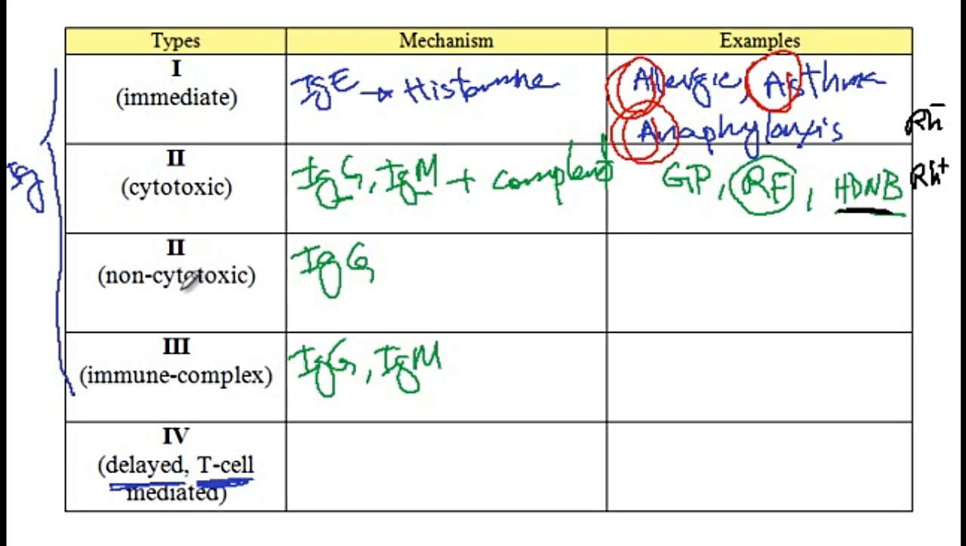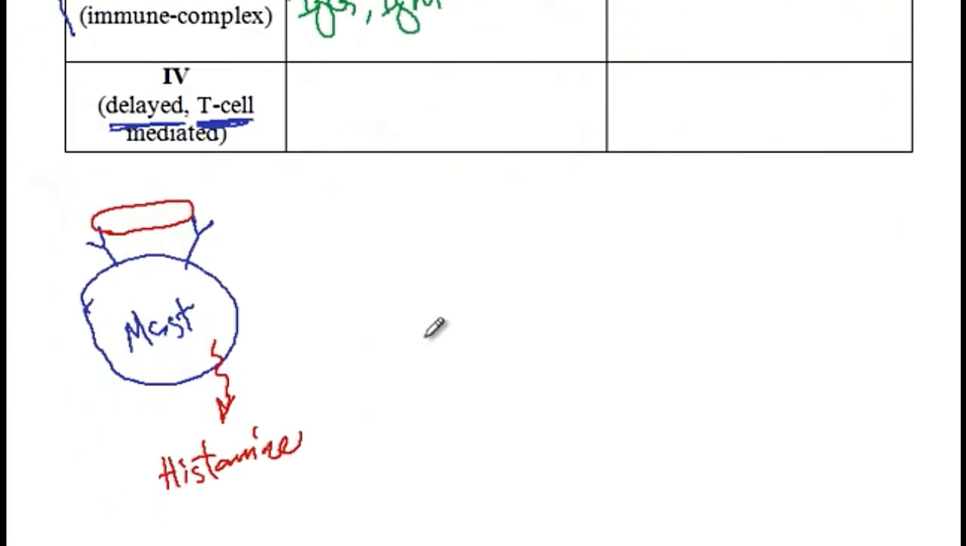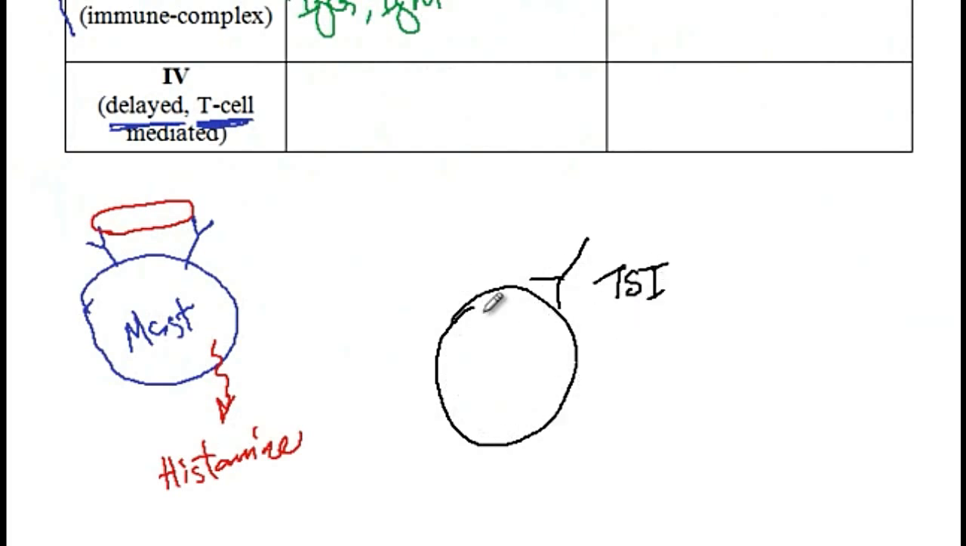With the non-cytotoxic type, there is no complement activation. And examples include the myasthenia gravis, Graves' disease, as well as type 2 diabetes mellitus. So again, you know how with the second hypersensitivity reactions, there are antibodies that are made against the antigens on the cell surface. So with the Graves' disease, there are thyroid stimulating immunoglobulins that will stimulate the thyroid cells to increase the thyroid production of the T3 and T4.